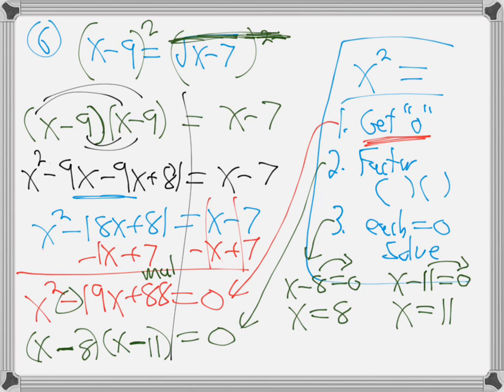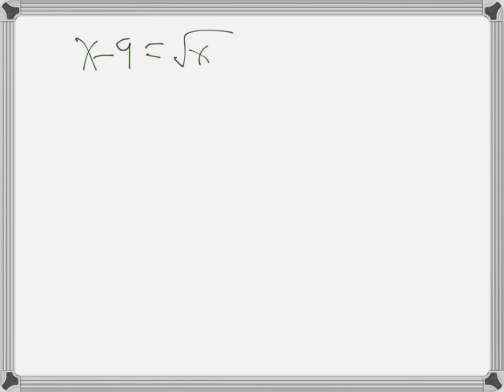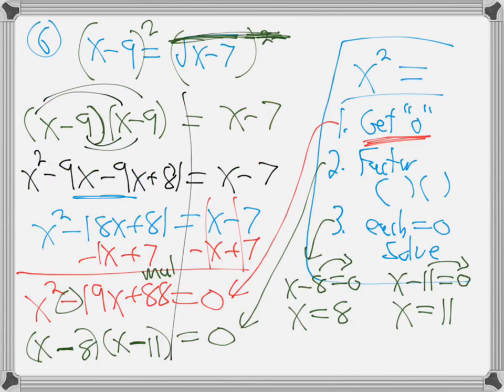How do you know? Well, let me go to a fresh screen here. So what was it? X minus 9. What was the original question? Equals square root of... So just go back to the beginning and then check them one at a time. Let's check the 8. And then after I've done that, over here I'll check the other one. What was the other one? 11.